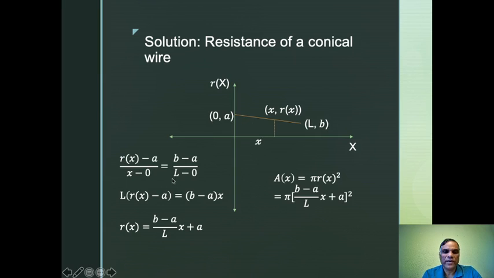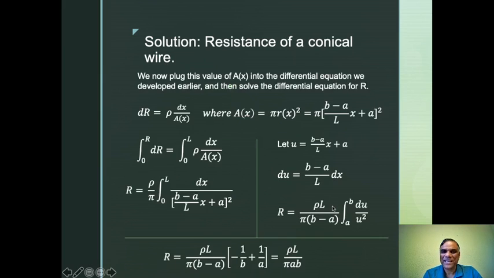So that gives us a quick equation. L times R(x) minus a should equal b minus a times x. So R of x is (b minus a) over L times x plus a. So we have a relationship between R of x and x, which we can plug into our relationship for area to get how area depends upon x. Okay, and this is the function we were looking for, how area depends on x. So that A of x we should be able to plug into this differential equation we had set up earlier and solve the differential equation.